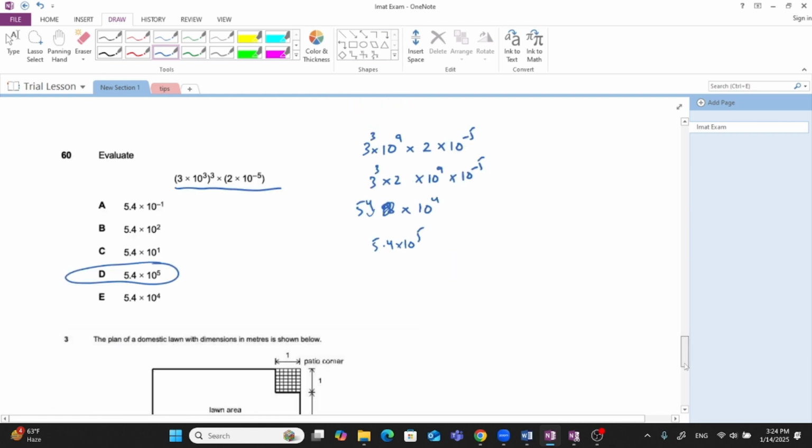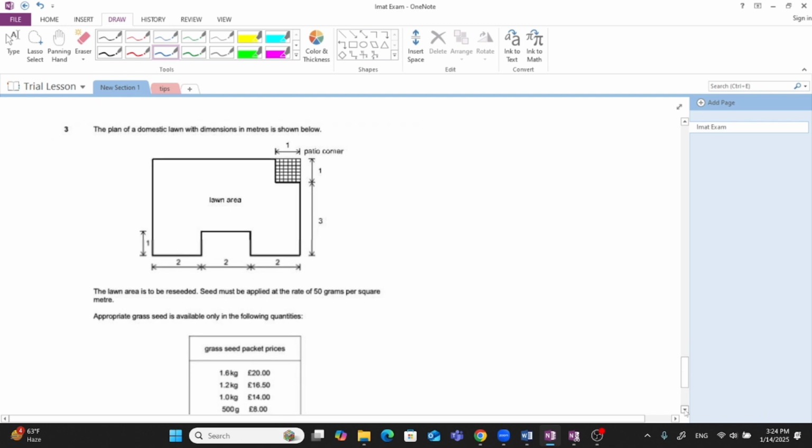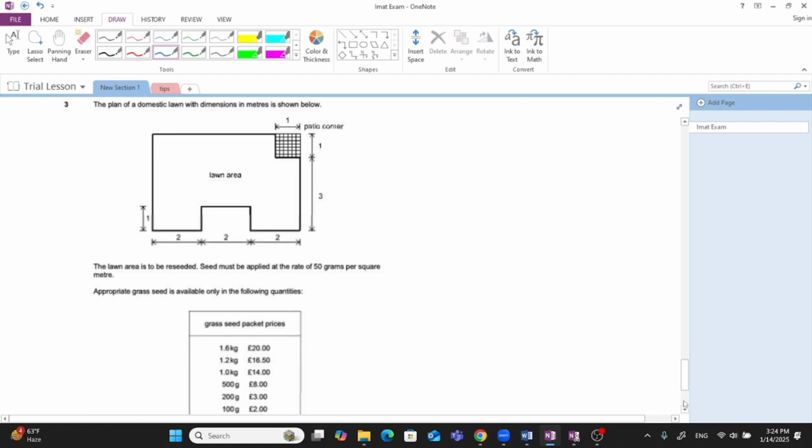Okay. Now this is a different question. This is a little bit different. Let's just understand what's happening in this, what they are saying. If you can see, this is a separate square, and we can easily find the area for this. From here to here it's 1, and from here to here it's 1. The patio corner area is 1 meter squared.